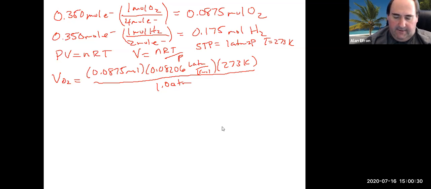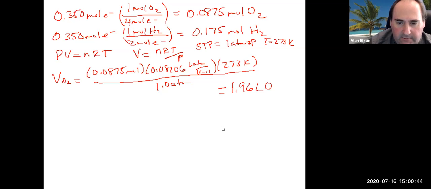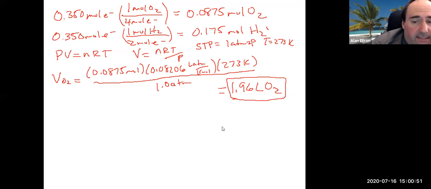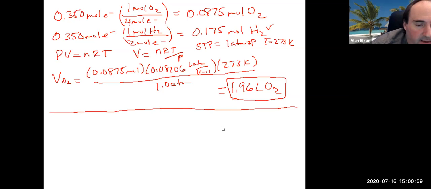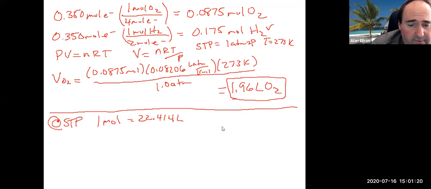And if we do all that good stuff there, we end up with 1.96 liters of O2 would be produced in this particular cell. Now we want to do the same thing for our hydrogen because it also is a gas, but you could plug it back into the ideal gas law just like we did above. But you might also remember, perhaps from 1A, that when you are at STP and only at STP, one mole of any gas will equal 22.414 liters. So that's actually a conversion factor you could use and not use the ideal gas law. So we'll do that for hydrogen.